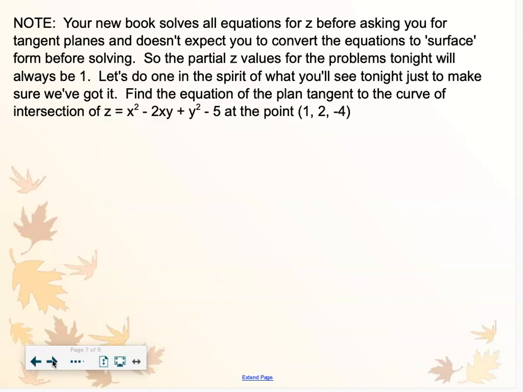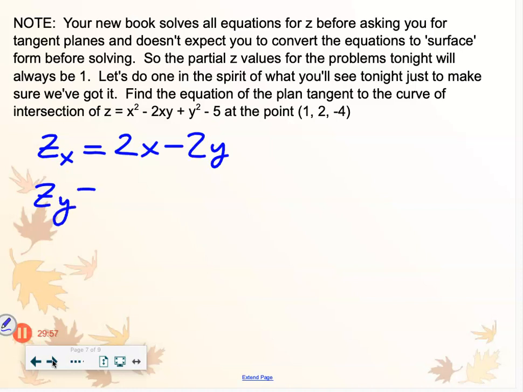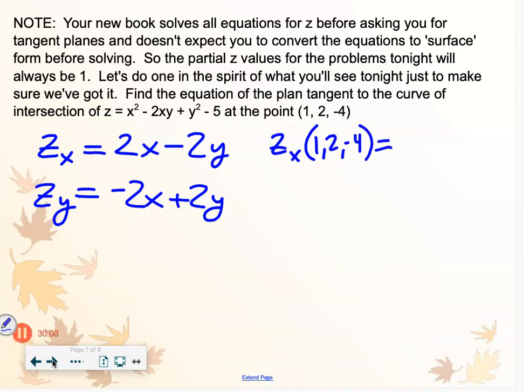I'm going to show you this just so you understand what the book is doing. So the book is just saying, hey, z sub x. So z sub x for this would be what? 2y. And then z sub y would be negative 2x plus 2y. So if we have z sub x at the point 1, 2, negative 4, we get 2 minus 4, we get negative 2. And then z sub y at the point 1, 2, negative 4 is positive 2.